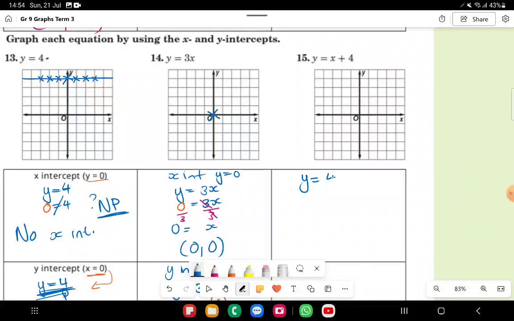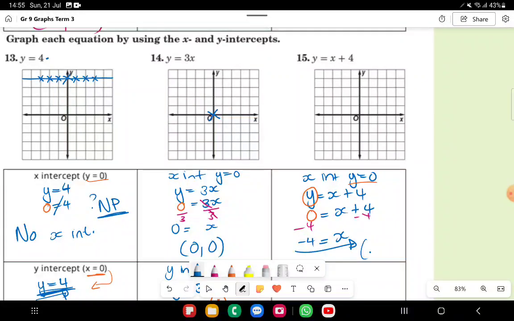Last question on this page. Y is equal to x plus 4. I did something wrong. Okay, let's fix that. Start with x-intercept, y equals 0. Y equals x plus 4. Y is 0, so 0 equals x plus 4. Take the 4 over to the other side, minus 4, minus 4. So x equals negative 4. That's my first answer. Coordinates are going to be negative 4, 0.